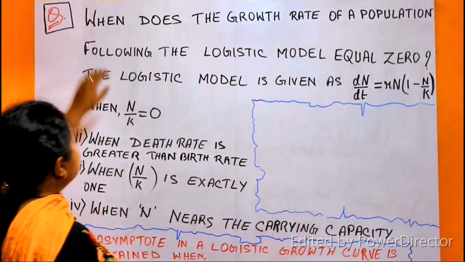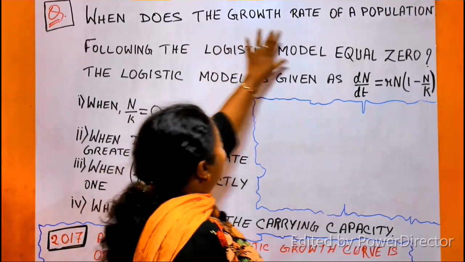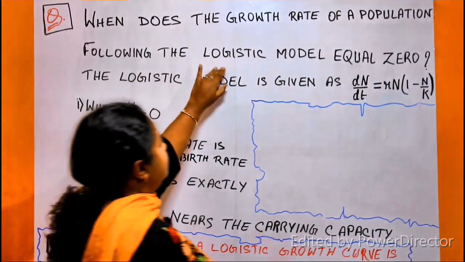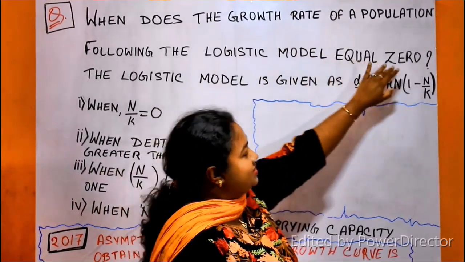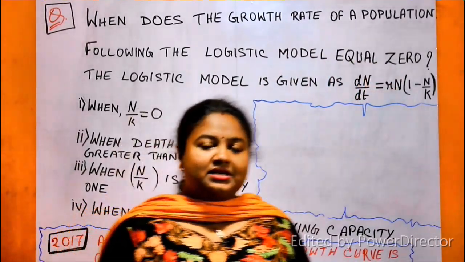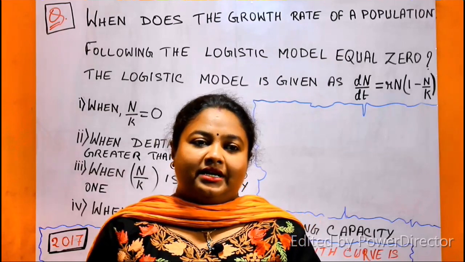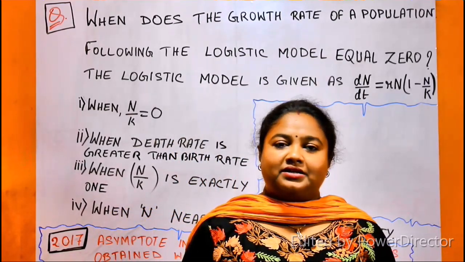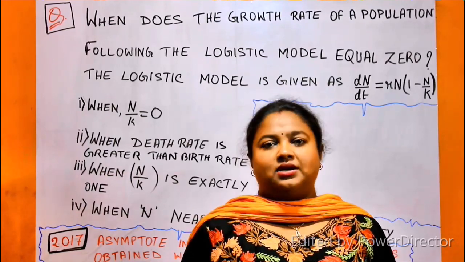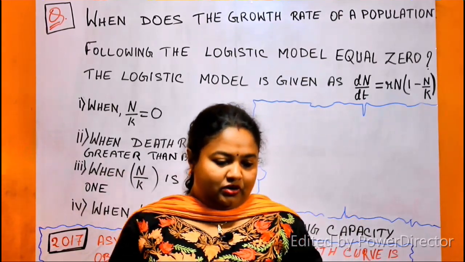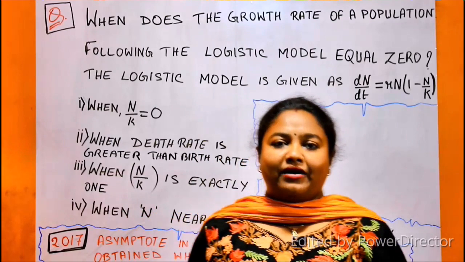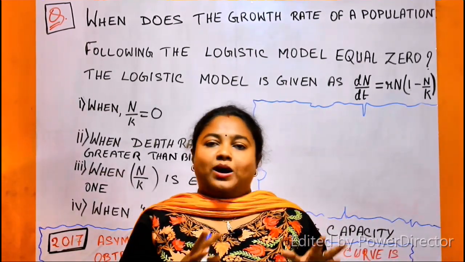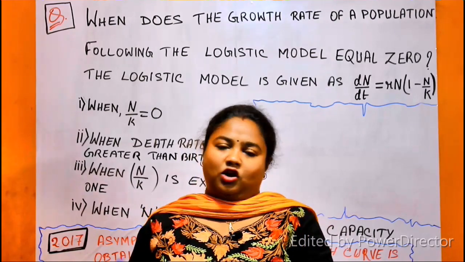The question is, when does the growth rate of a population following the logistic model equal 0? Now I want to say something, that growth rate, growth curve, this is a very important region of our discussion because many questions each year come from this region of your text. So you have to know there are two types of growth equations or growth curves. One is exponential, another is logistic.